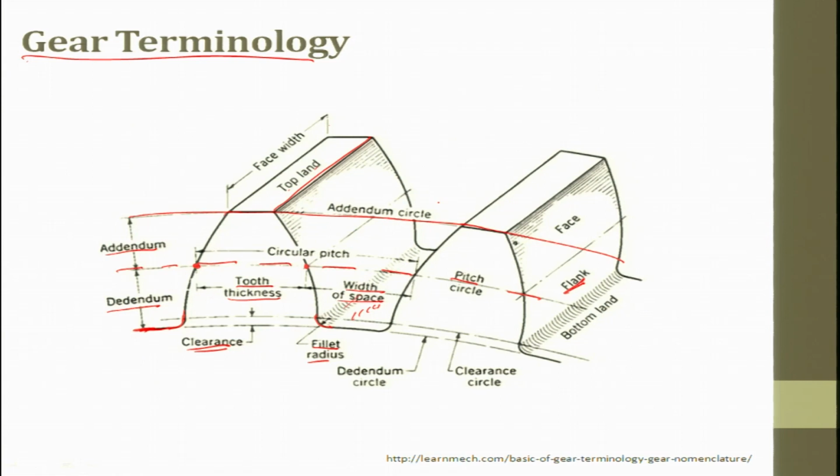So, I have covered all: clearance, clearance circle, dedendum, dedendum circle, addendum, addendum circle, and the pitch circle. Then tooth thickness, width of space, face width, top land and bottom land, and the face of the tooth is called the flank. These are the terminologies.